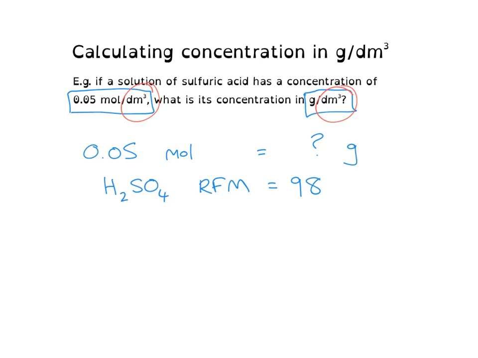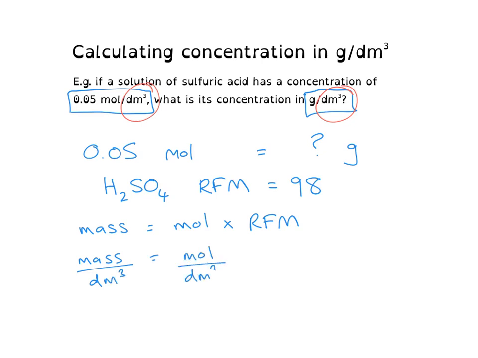So then mass in grams is going to be my moles times my RFM. So therefore mass divided by dm cubed is the same as moles per dm cubed times RFM, because that top bit will give me my mass. So my moles per dm cubed is 0.05, my RFM is 98. My final answer would be 4.9 grams per decimetre cubed.